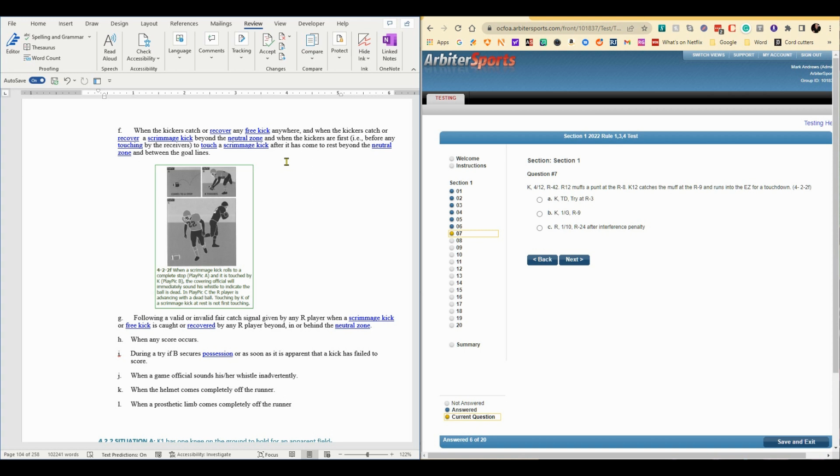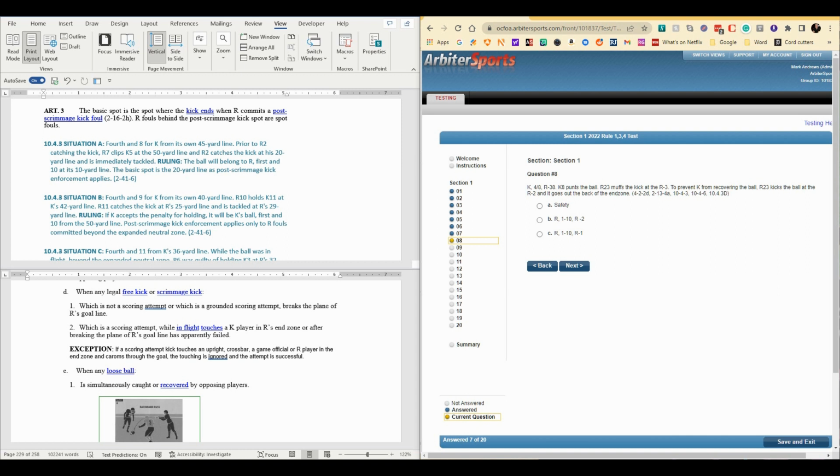Okay, so 99 times out of 100 on a scrimmage kick, you are not going to allow K to score or advance. Okay, it's dead where the ball is recovered. So the answer here is B, K, 1st and goal at the R9.